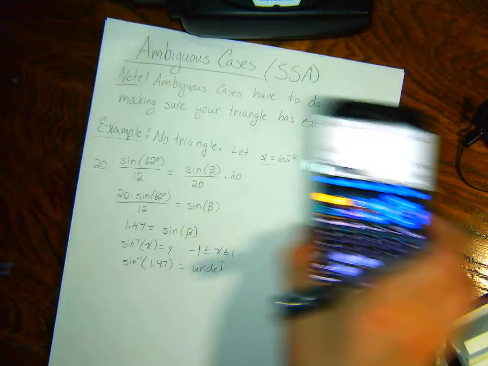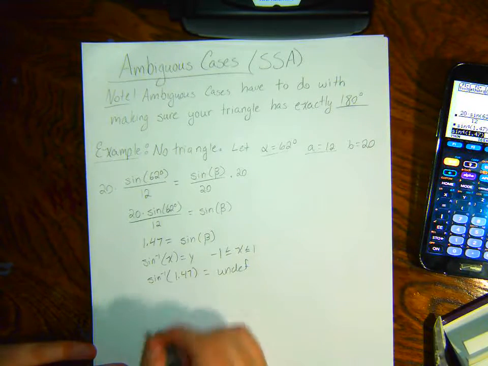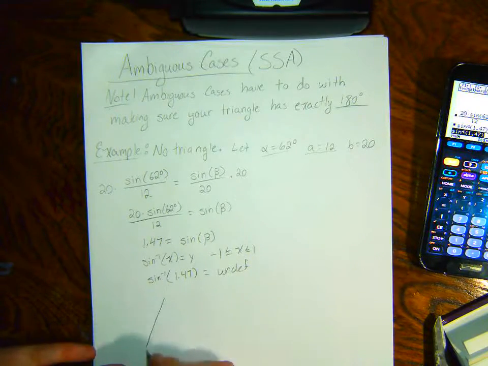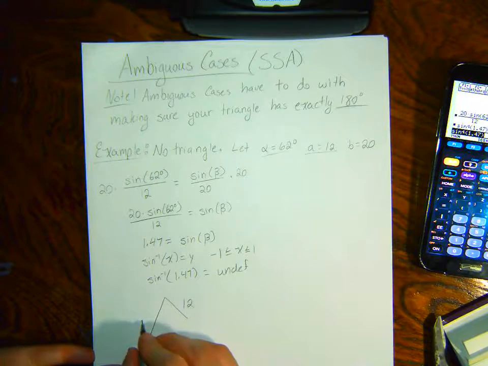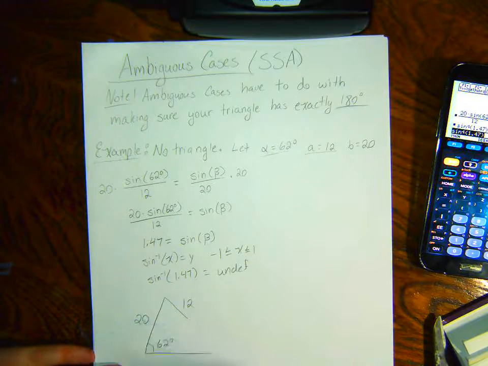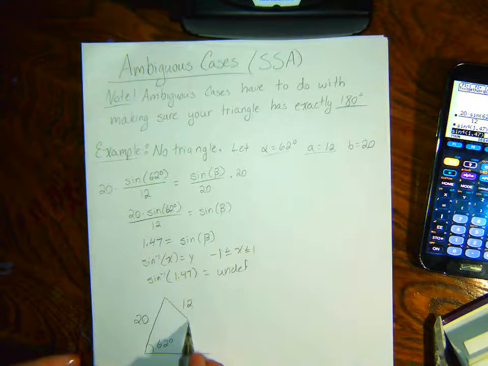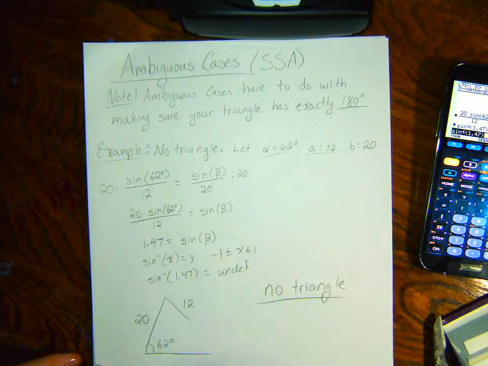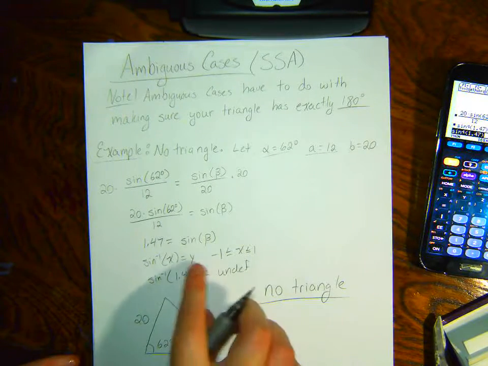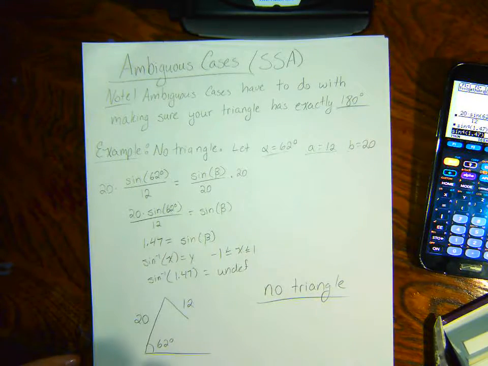Alright, so that means that we have a case of no triangle. If I were to draw this triangle out, or try to, I would get a triangle with 62 degrees, the side opposite would be 12, and then this side would be 20. See how this side's never going to be long enough to connect to my base without obstructing this angle. So that is when we would write no triangle. Be sure that before you take the inverse, this number is less than 1.